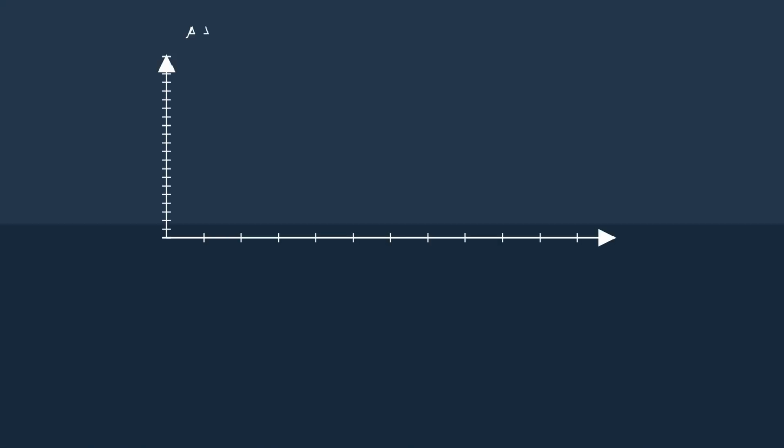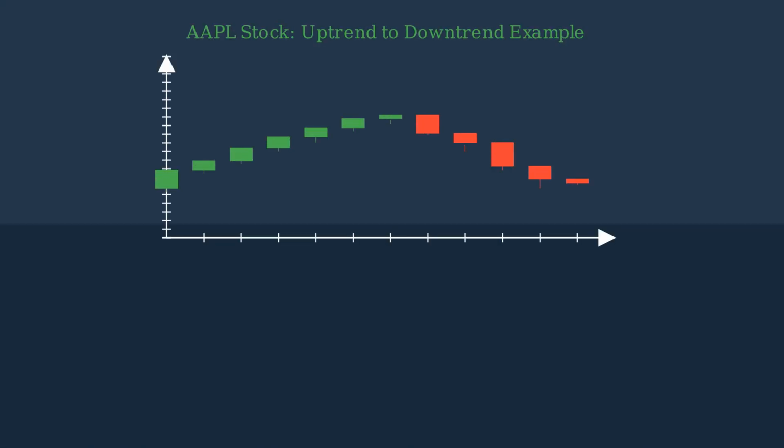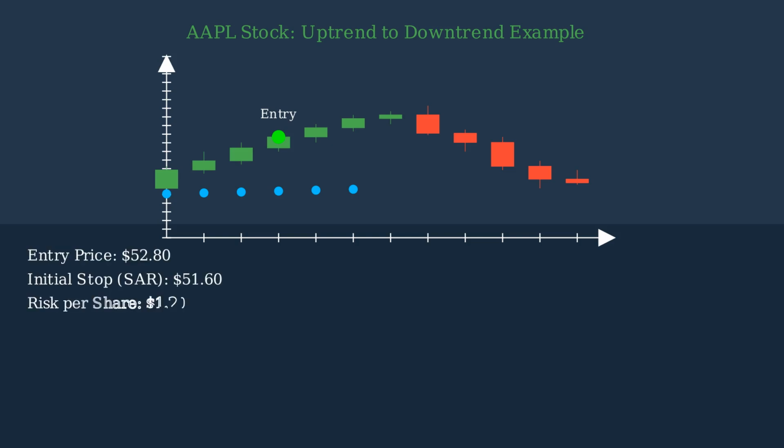Let's examine 3 real-world examples of using the parabolic SAR indicator across different markets. In our first example with Apple stock, we see an uptrend followed by a reversal. The parabolic SAR dots appear below price during the uptrend, providing support. We enter the trade when price continues to make higher highs and the SAR confirms the uptrend. Our initial stop is placed at the SAR level.